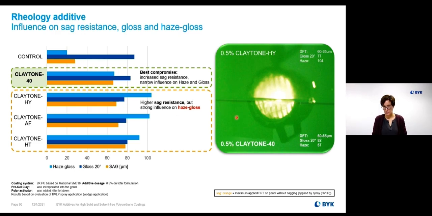We have again the reflection of a light. We have two panels, one with Claytone 40 at 0.5%, and one with Claytone HY, and you see that the image of the light using Claytone 40 is much sharper. So we have less influence on the haze with using Claytone 40.